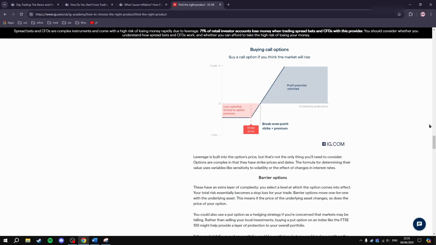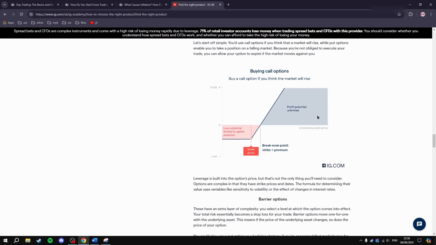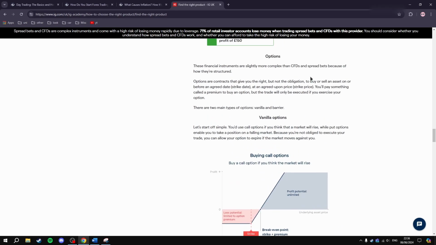Buying call options. Buy a call option if you think the market will rise. So where do you buy? Break-even point, strike plus premium. Loss potential, limited to the option premium. Profit potential, unlimited. I'm assuming this bit is where you buy, strike plus premium, strike.